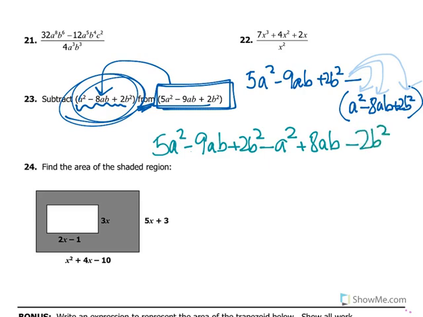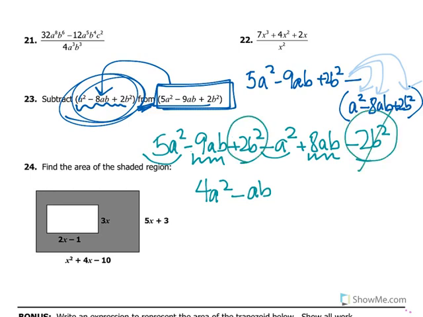So now the multiplying is done with the negative. Now I'm going to combine my like terms. So I have 5a squared minus a squared gives me 4a squared. And I'm putting this in standard form, which means you're going from highest power down to lowest power, alphabetically. So I'm going to do all my a's, anything that has an a, first. So my first term is 4a squared. Then you have negative 9ab plus 8ab gives me negative 1ab, or you can just write it as negative ab. And then we have 2b squared minus 2b squared, which actually just cancels. And this becomes the final answer.